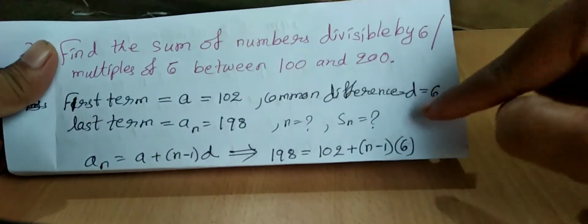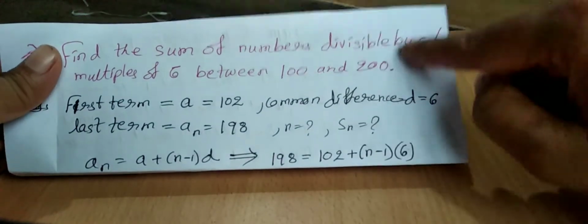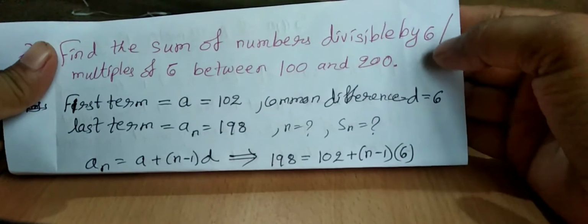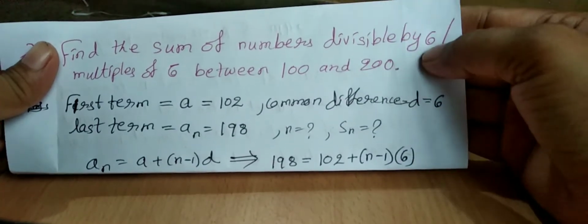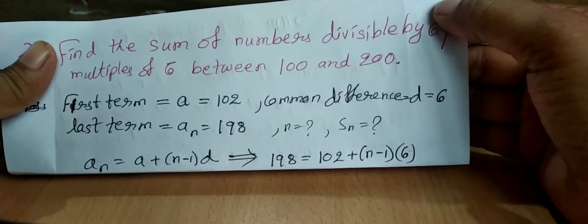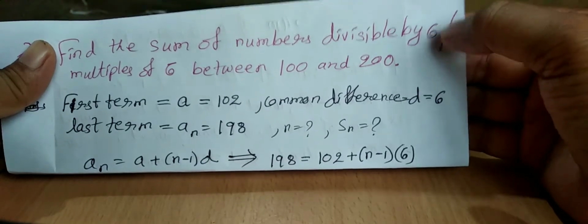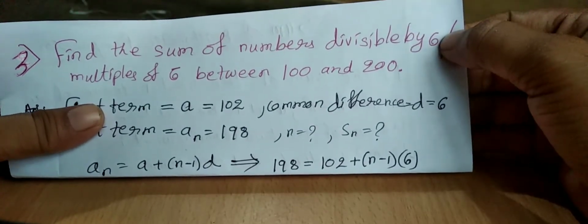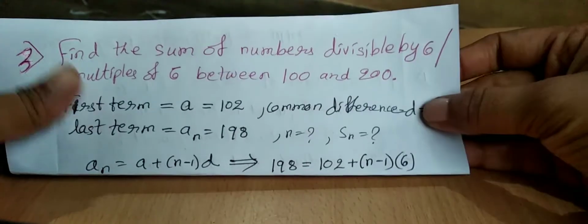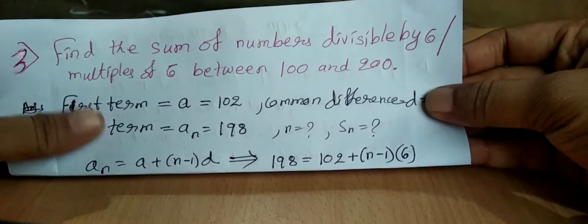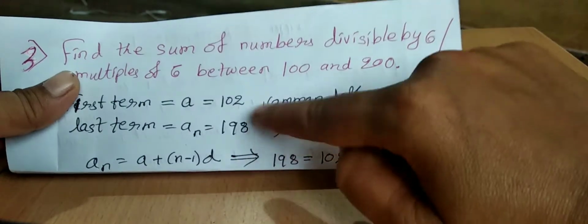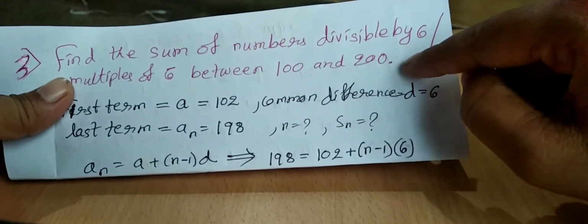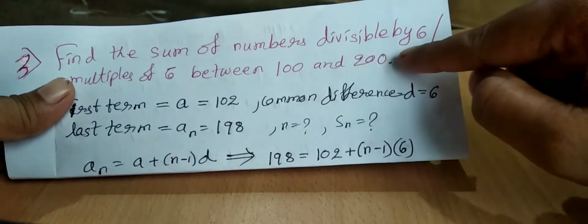And the common difference is of course 6, because whenever they ask for multiples or "divisible by", for the count we have to take the given number as the common difference. Here they are asking for 6, so 6 is the common difference. And the last term we can search for here, because I have to take numbers up to 200. So I will search for the last term.